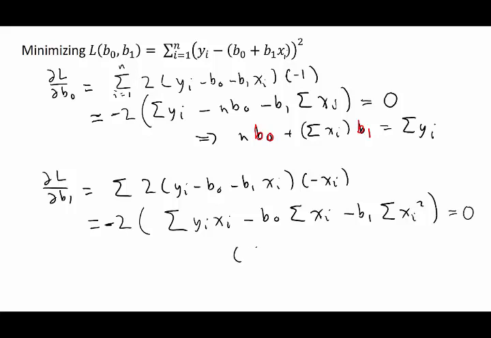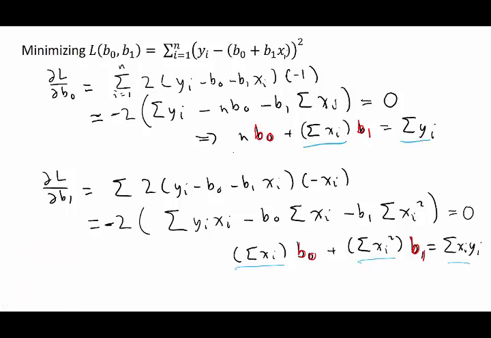And when we do so, we end up with an equation: the sum of xi times b naught plus the sum of xi squared times b1 equals the sum of the xi times the yi's. And again, just to emphasize, the b naught and the b1 are the unknowns, and I'm going to highlight those in red. So this might look ugly, but remember, all of these coefficients here, which I'll highlight in blue, are just numbers based on the data. And this is just a system of two linear equations in the two unknowns b naught and b1.